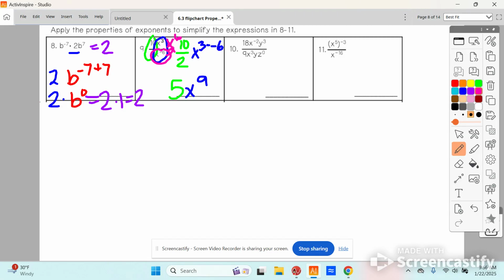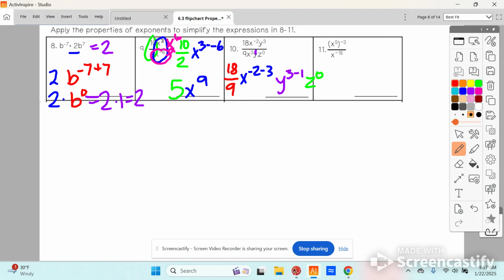Now the next one has 4 different things I need to group. So I have my coefficients, my x's, my y's, and my z's. And I'm going to use colors to coordinate. So I have 18 over 9. I'm going to have x to the negative 2 minus 3. I'm going to have y to the 3 minus 1. And then I have z to the 0.